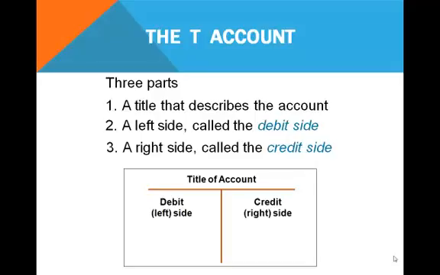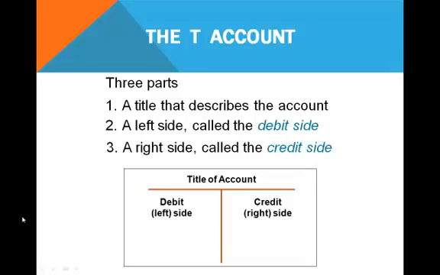The T account, so called because the T takes the shape of the letter, you can probably see one there in orange, right? It's a quick way to analyze a transaction before we enter the information in the journal. So we're going to save the journal entries for the second lecture. Let's talk about it from the perspective of the T account. The T account has three parts. It has a title that describes the account. It might be cash, for example.